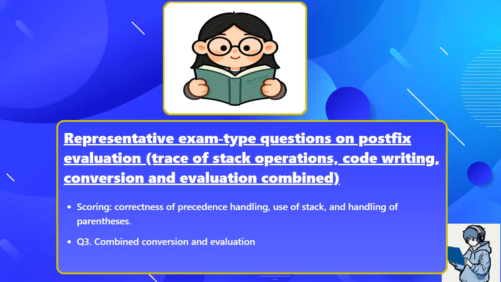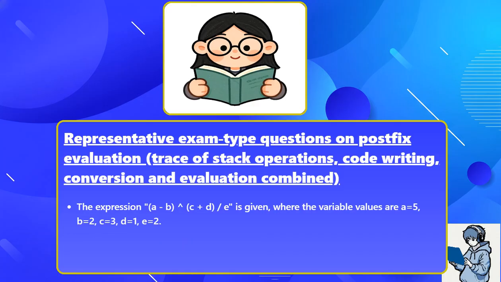Question 3. Combined conversion and evaluation. The expression a minus b raised to the power of c plus d divided by e is given, where the variable values are a equals 5, b equals 2, c equals 3, d equals 1, e equals 2. Part A. Convert the infix expression to postfix. Part B. Evaluate the postfix expression using the variable values. Show all intermediate steps for both parts.